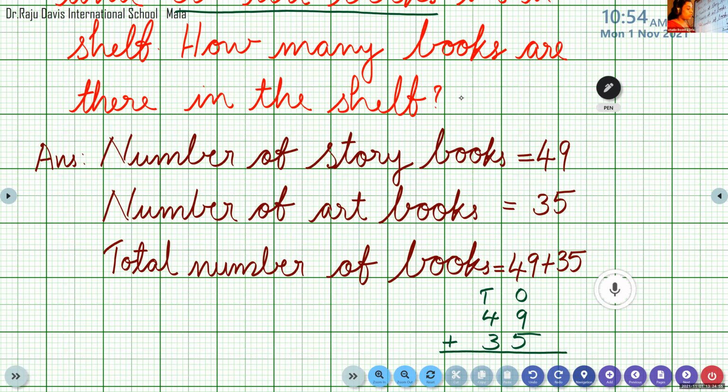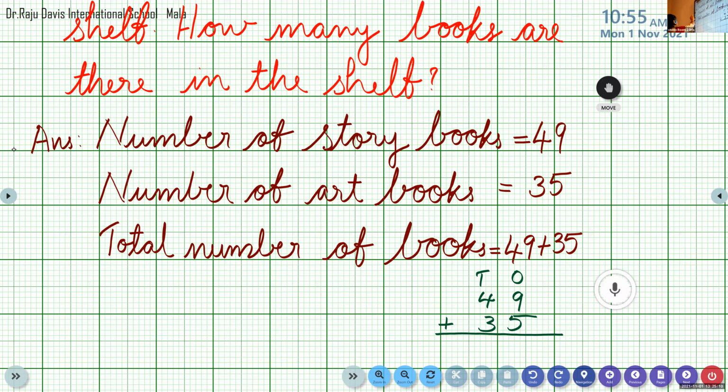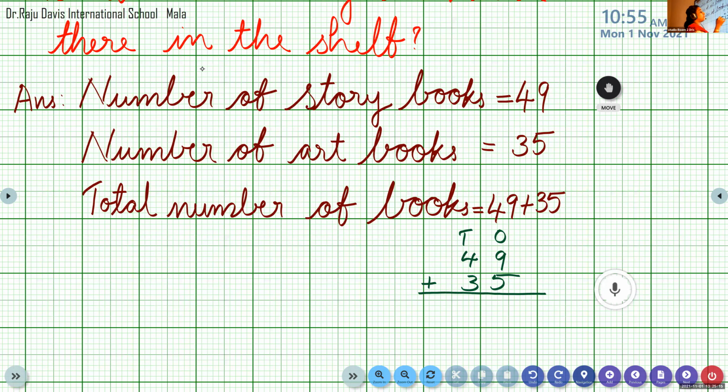And while adding, what all things you have to check? While adding the numbers, you should start from the ones place. Yes or no? While adding the numbers, we have to start from the ones place. So which are the ones place numbers here? The ones place numbers are 9 and 5.